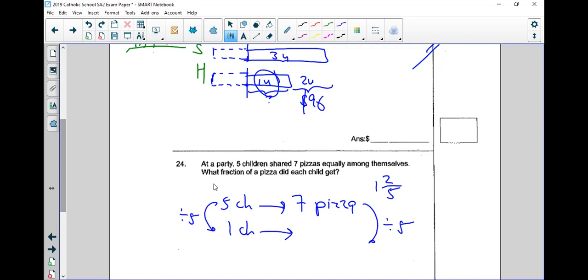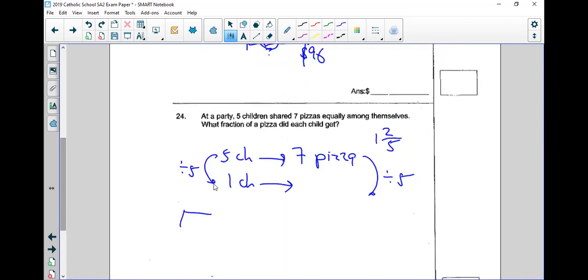And then you have to do your dividing. So 7 divided by 5. 1 times 5, that's a remainder 2, right? And how to get your mixed number? 1, 2, 5. That's your mixed number. So each child gets 1 and 2/5 pizza. Do you understand now? So next time, if you have this kind of question in your exam, you do this way, and you will not get confused whether 5 divided by 7 or 7 divided by 5. Okay, let's go to question 25.